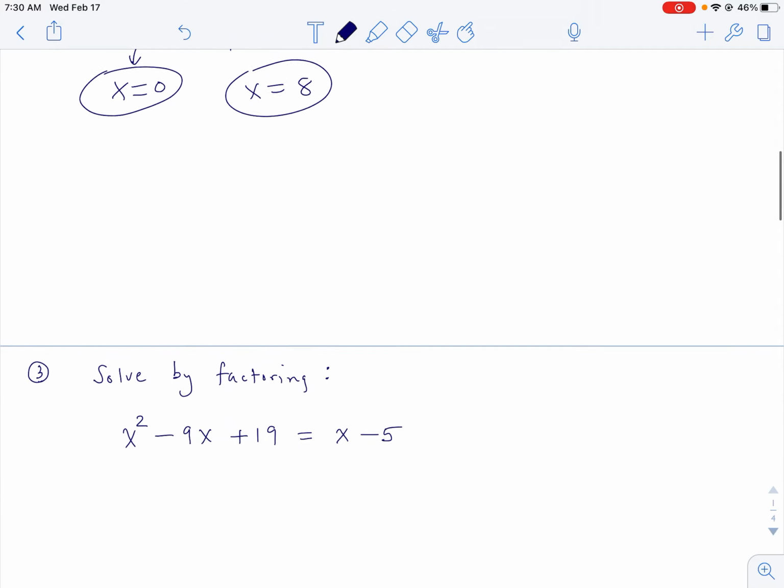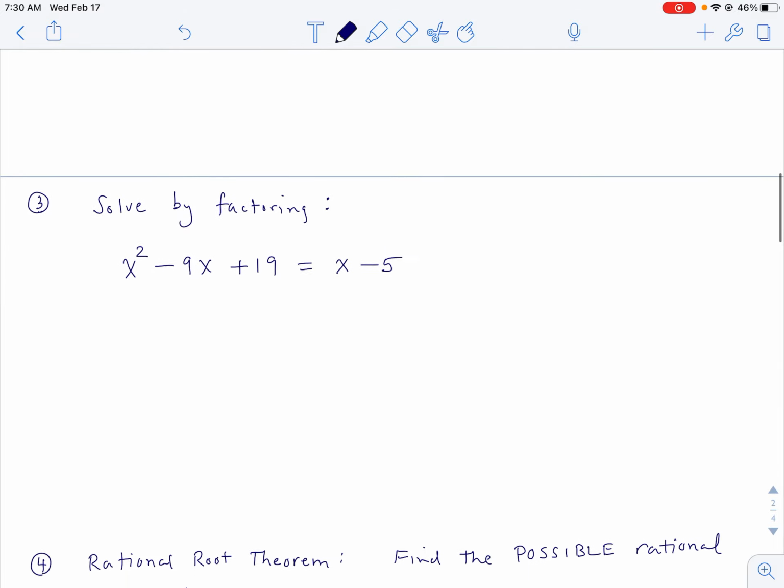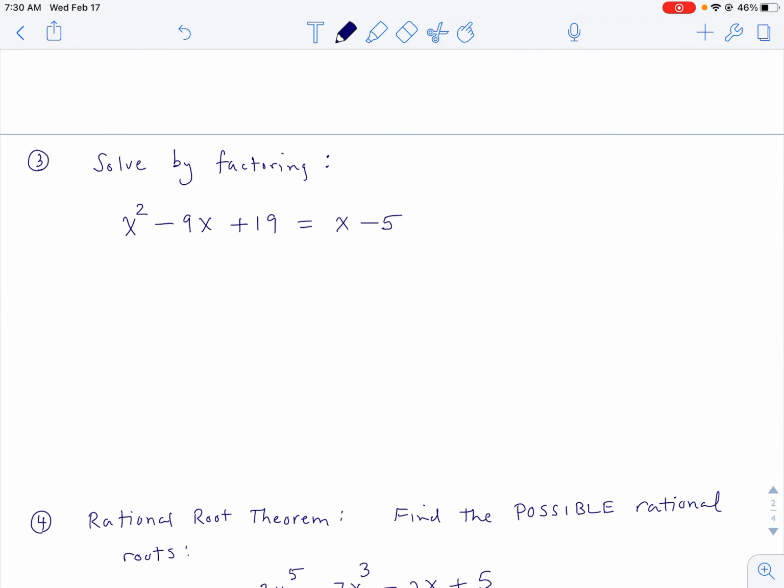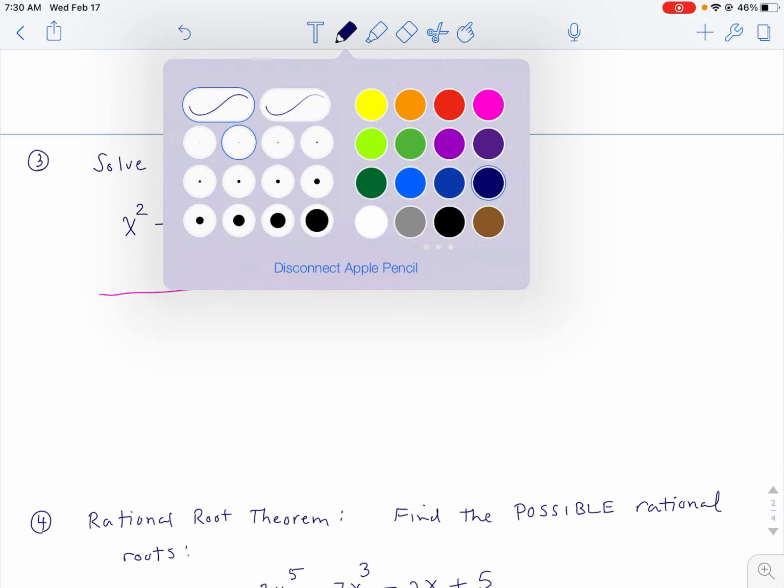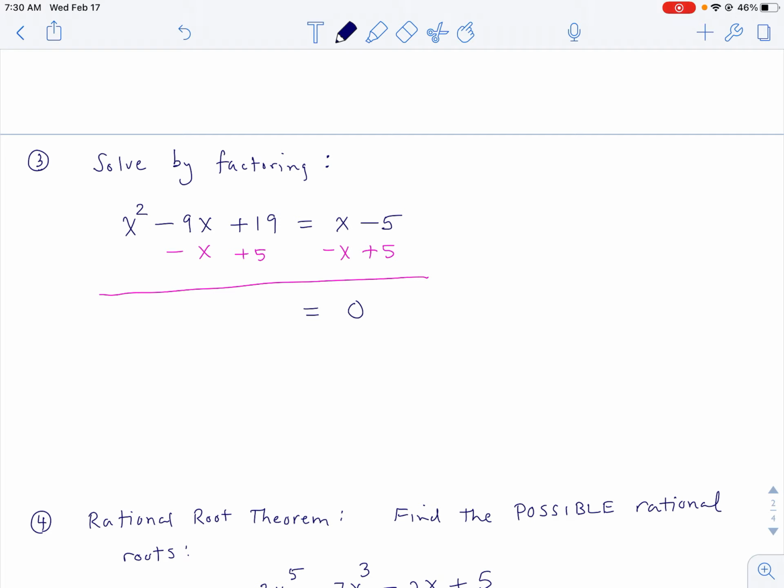Okay, moving right along. Another of the same type of problem, factoring. And again, same deal. We want to set this to 0, so we got to subtract x from both sides. We want to add 5 to both sides. Okay, so on the right we have 0. That was the game plan. When we bring down the x's, negative 9 minus 1 more is negative 10. 19 and 5 is 24.